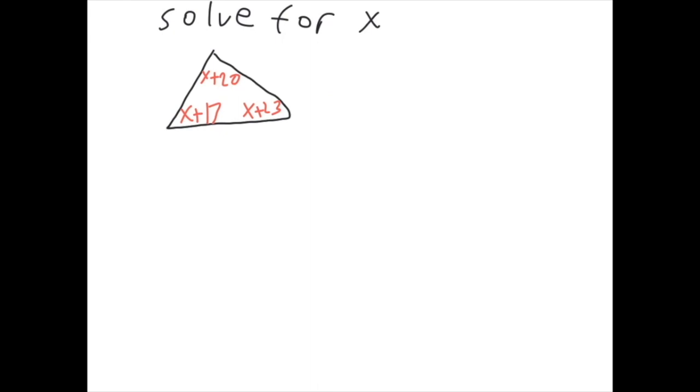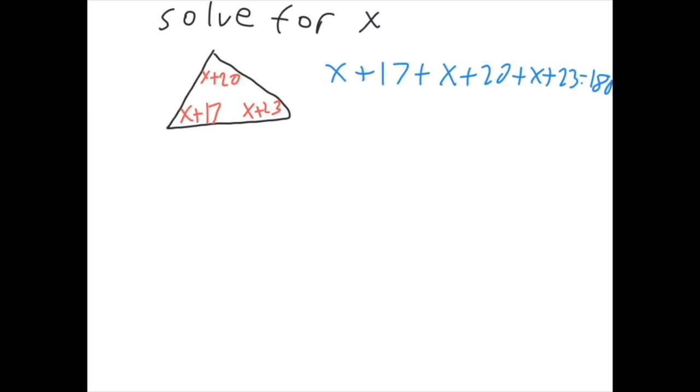So we have a triangle here, and the three angles are x plus 17, x plus 20, and x plus 23. And we need to solve for x. Well, we know if we add those three up, they'll equal 180, right? So, let's say x plus 17 plus x plus 20 plus x plus 23 equals 180.